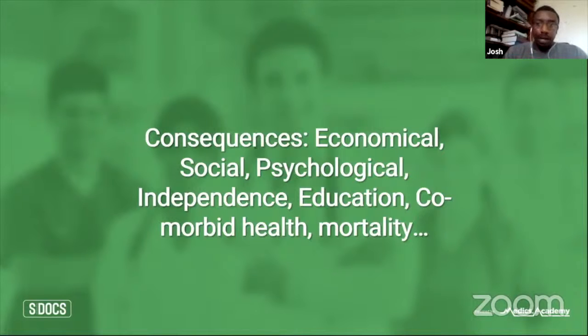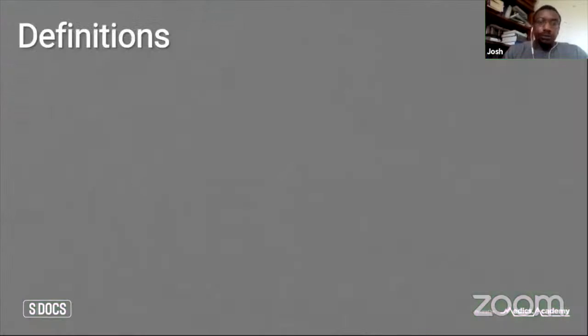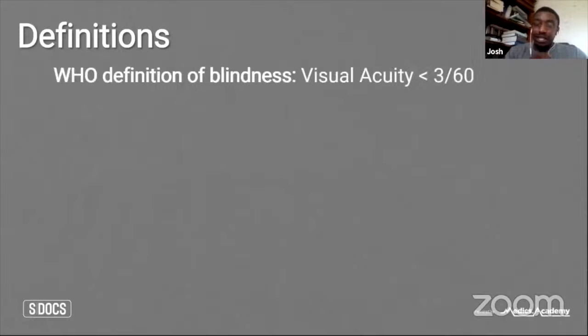than the normal population. So really, really severe consequences of being blind and visually impaired, which is kind of central to some of these concepts that I'll go into. So before we go on, we'll just talk about some definitions of visual acuity, of blindness, of visual impairment. The WHO definition of blindness is as such.